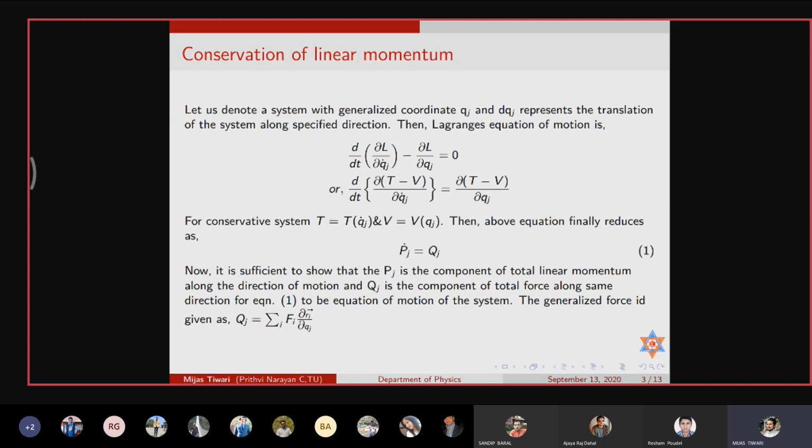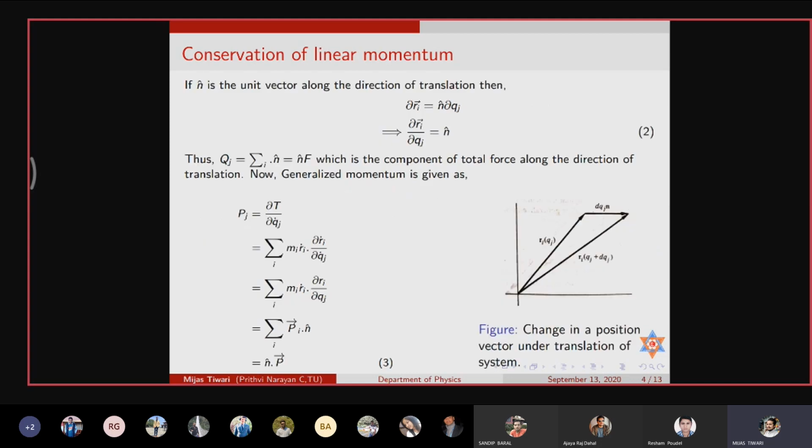So it is sufficient to show that pj is the component of total linear momentum along the direction of motion, and Qj is the component of total force along the same direction, for equation 1 to be the equation of motion of the system. The generalized force is given by Qj equal to summation over i of Fi dot the partial derivative of the position vector with respect to the generalized coordinate.